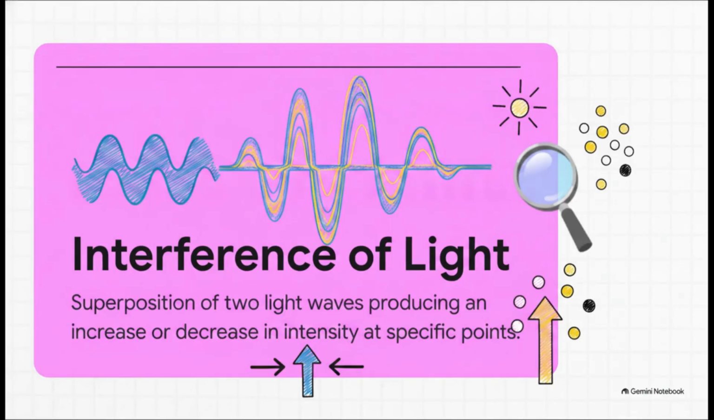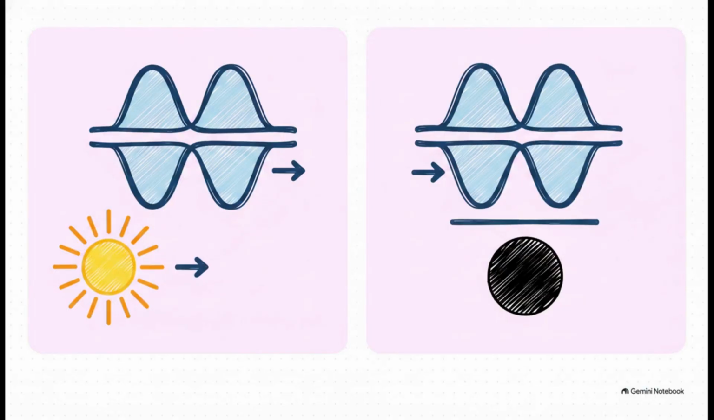So what happens when two of those ripples crash into one another? We get a phenomenon called superposition, which leads us to the formal definition of the interference of light. It's defined as the phenomenon of the superposition, or overlapping, of two light waves, which produces an increase in intensity at some points and a decrease in intensity at others. But here's the thing, it's not just a chaotic collision, it is a highly predictable, strict mathematical addition of wave energies.